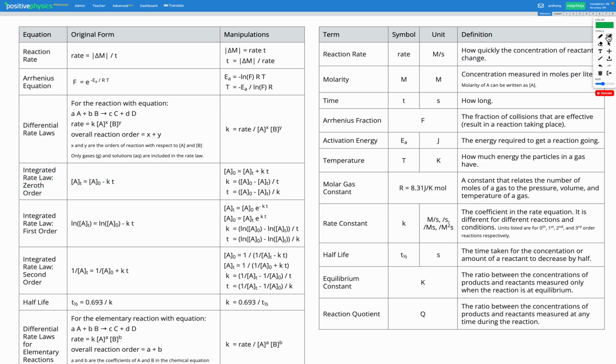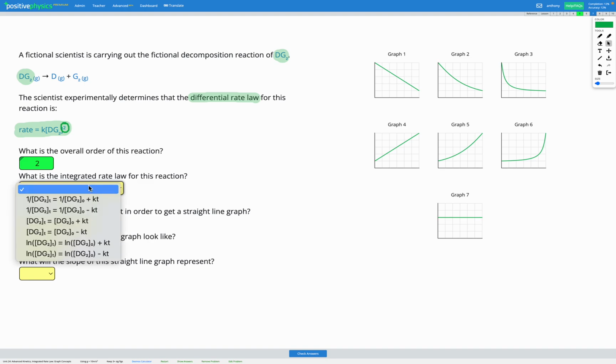We're looking for the integrated rate law for a second order reaction, which is here. So here's our rate law. It's 1 over the concentration of A at time t is equal to 1 over the concentration of A at time 0 plus Kt. And remember, A there just represents our reactant. So let's select that equation here.